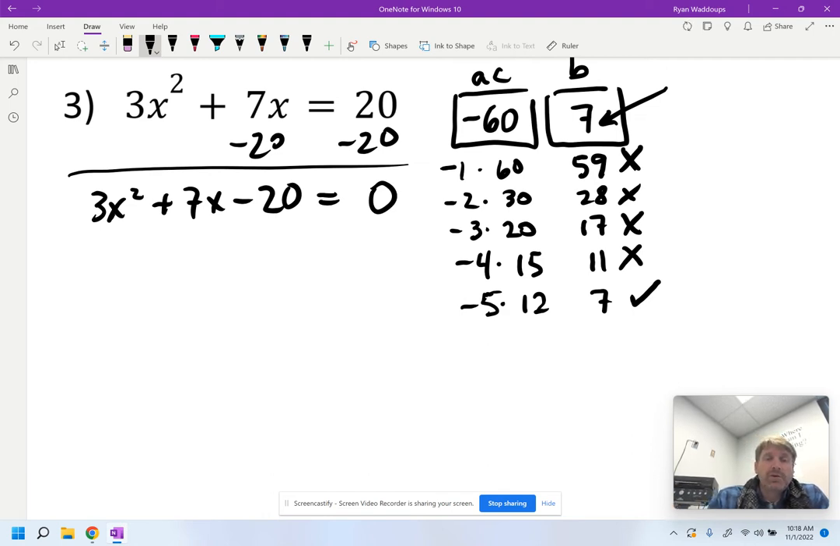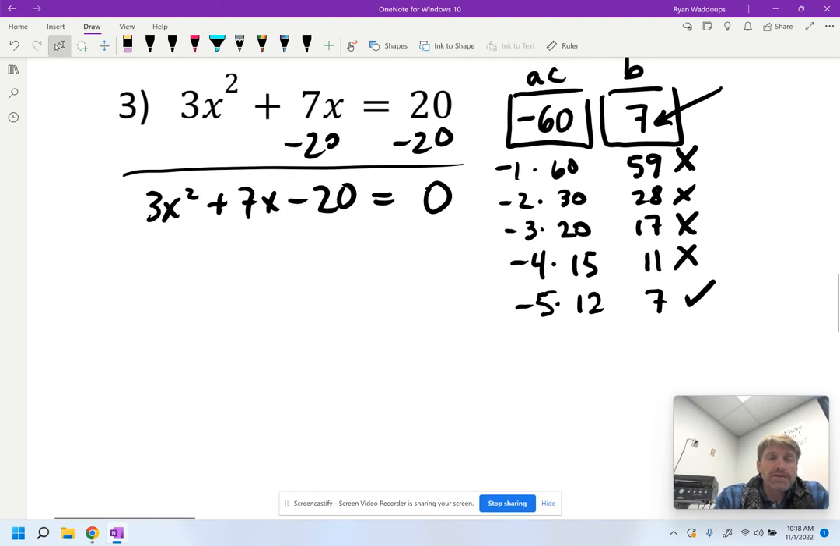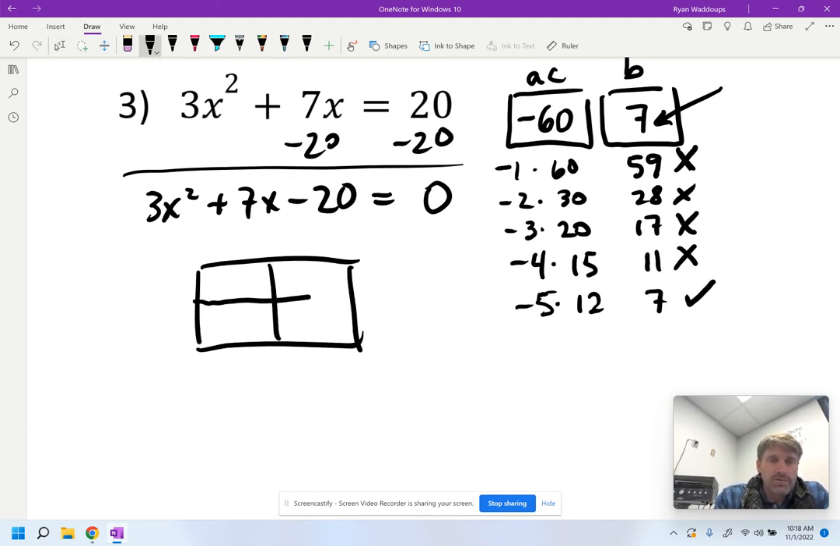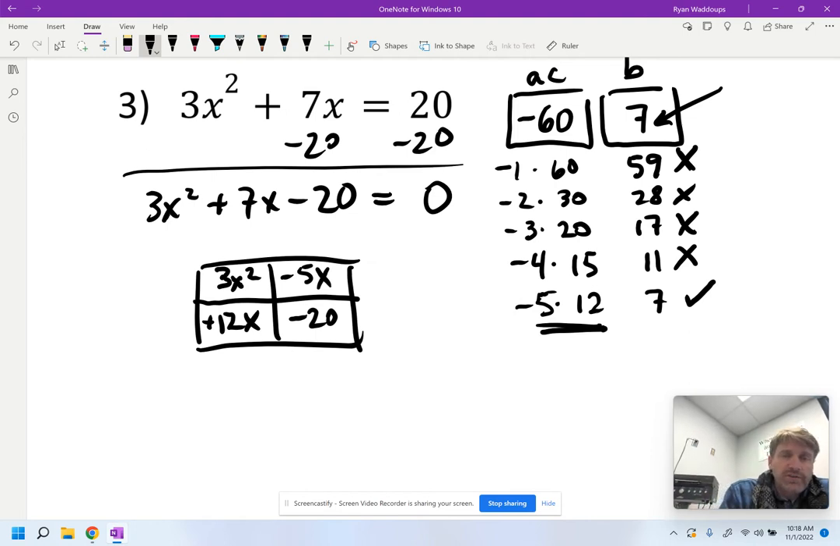All right, so here I can use the box. Let's go ahead and use the box. So I put 3x squared here and minus 20 here. The 7x, we're going to use the two numbers that we found, negative 5x and plus 12x. So if you combine those two, you get the 7x that's in the middle.